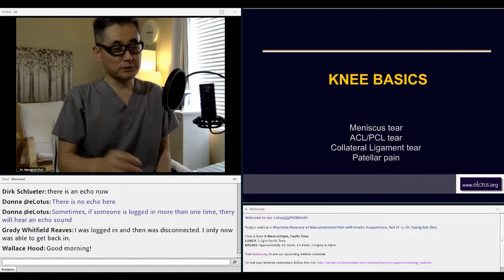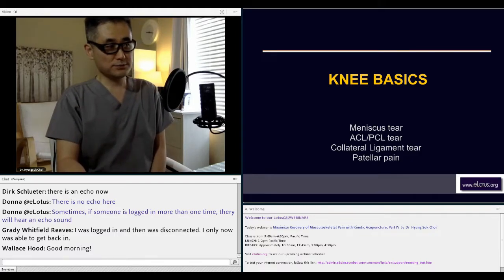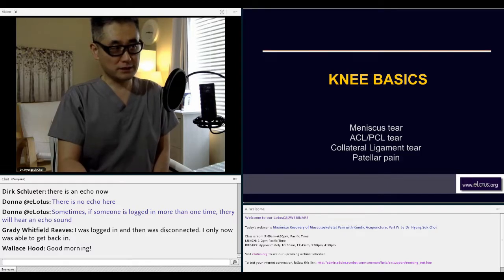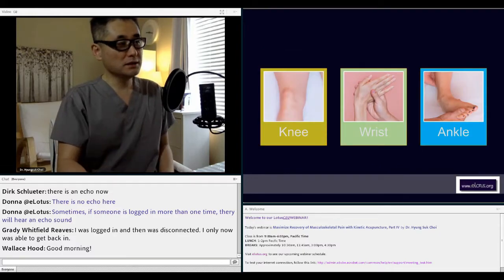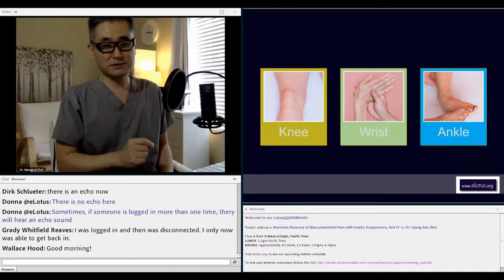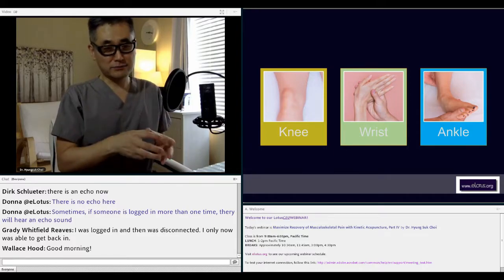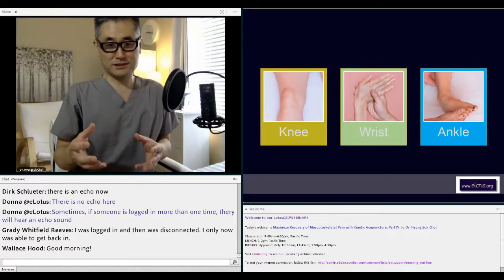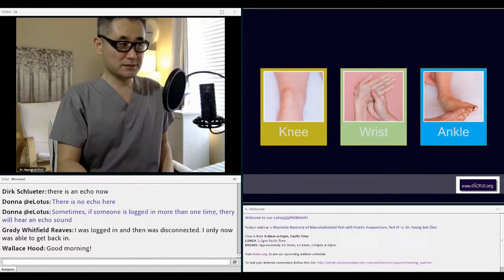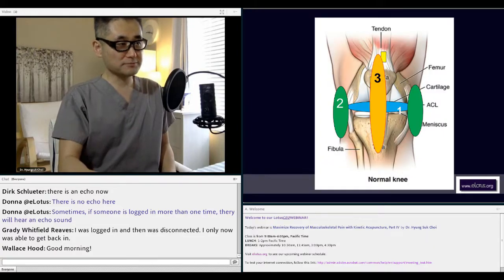So in the knee joint, we will learn the techniques which can be used for meniscus tear and ACL tear. I will not talk about PCL tear. PCL tear is not as common as ACL tear. Also collateral ligament tear and patellar pain. Patellar pain can happen with many other conditions. So knee, wrist, ankle, they have very similar pathology because their anatomy, physiology and kinesiology are very similar. They look very different, but their diseases are very similar.